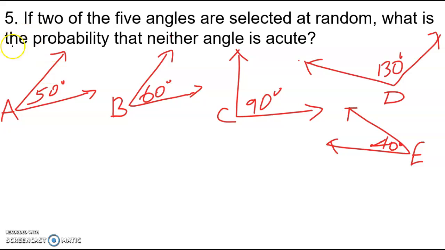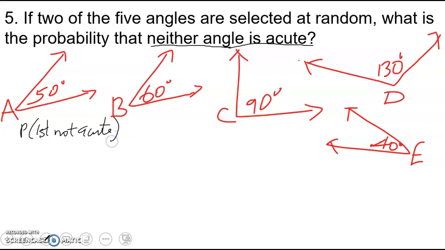All right, how about this one? If 2 of the 5 angles are selected at random, what is the probability that neither of the angles is acute? So it said 2 things happen. So we're going to have the probability of the first is not acute. And so that "and" is going to be multiplication. And the probability of the second is not acute as well. So none of them is acute.